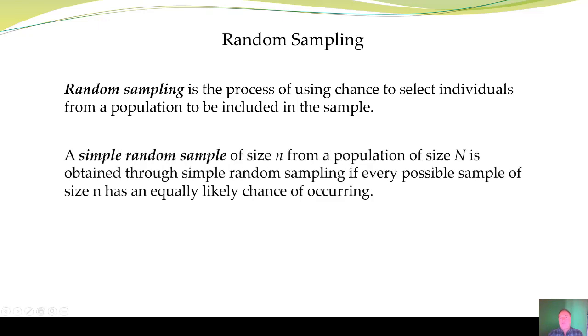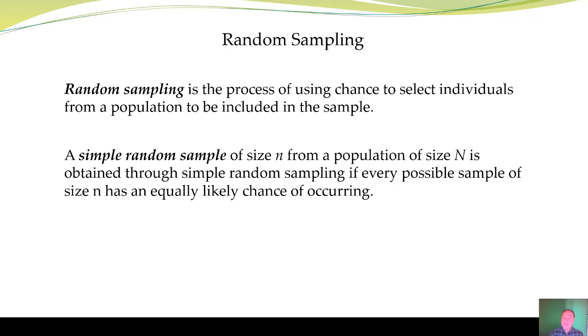Random Sampling. Random sampling is the process of using chance to select individuals from a population to be included in the sample. A simple random sample of size n from a population of size N is obtained through simple random sampling if every possible sample of size n has an equally likely chance of occurring.